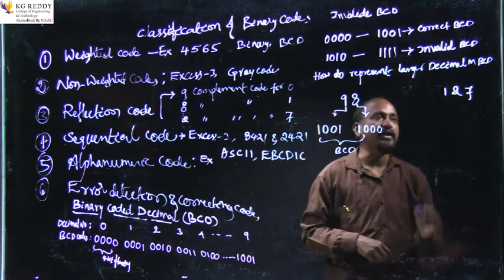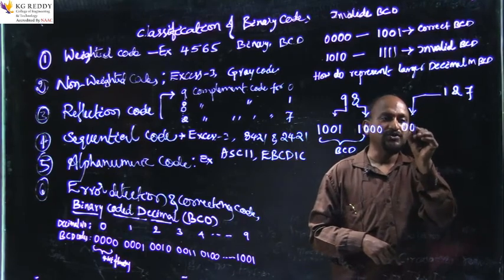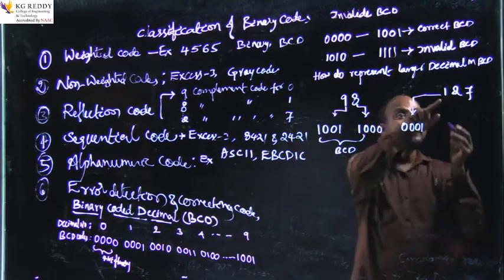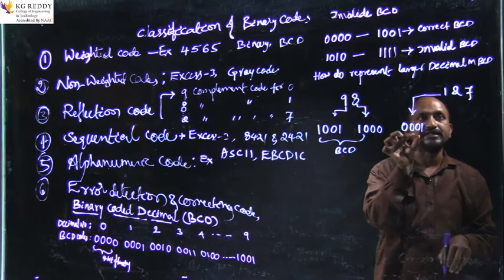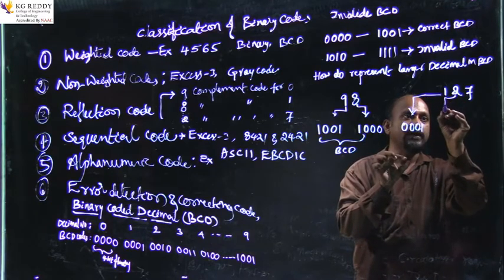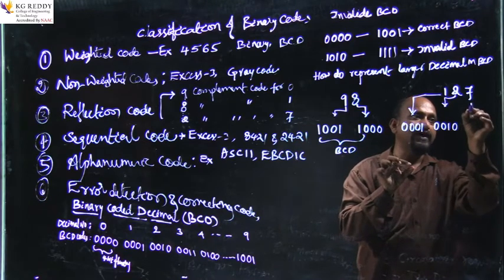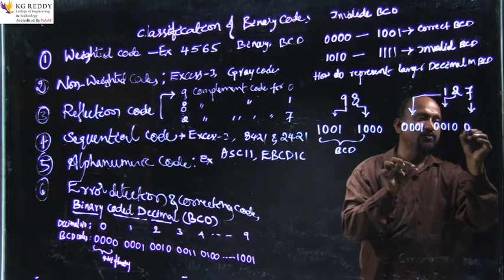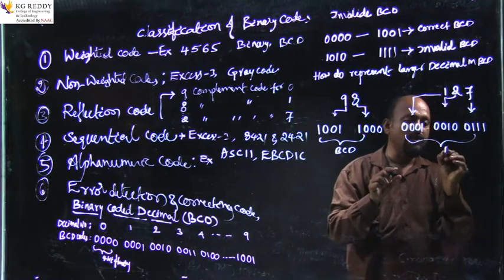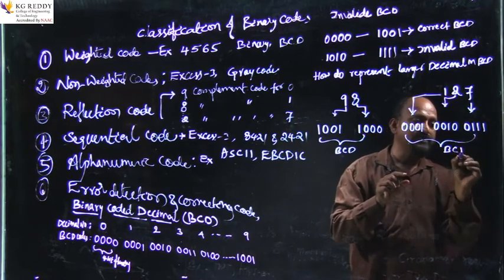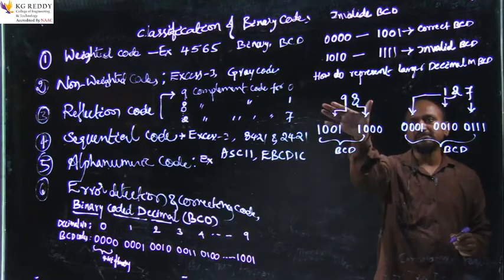Similarly, for 127, 1 is 0001. Each digit in the decimal should be expressed in 4 bits of binary. That is the BCD. Next is 2, which I can write as 0010, and 7 as 0111. This is the BCD of 127. So this is the way of converting decimal to BCD.